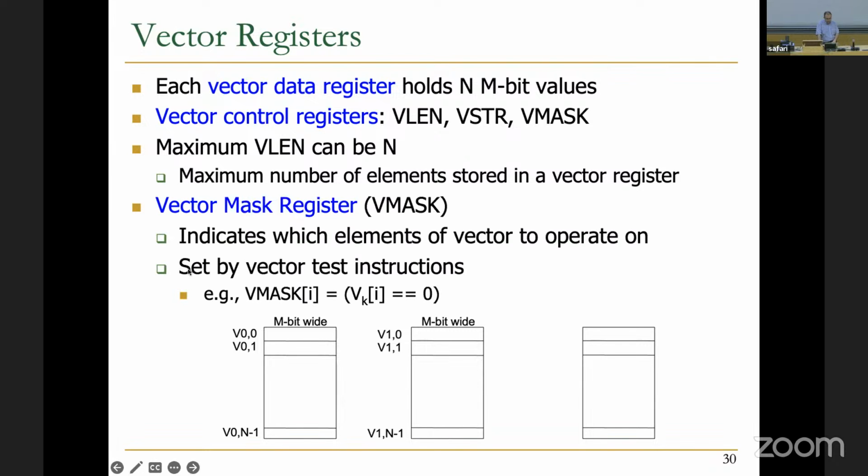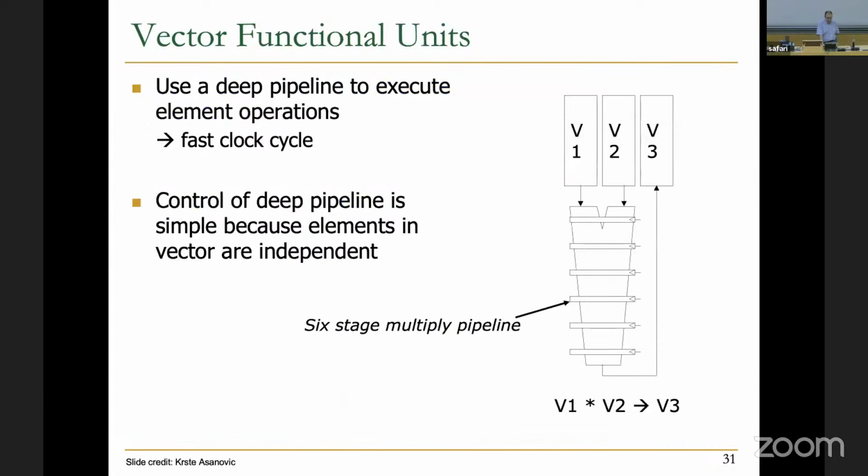I also already talked about the vector mask register: you create this vector mask by some condition, and then that can mask your operation. So you can eliminate some of your vector elements on some specific operations. This is also the vector functional unit. As I said, the functional unit can be pipelined. So here we have, for example, a 6-stage multiply pipeline.